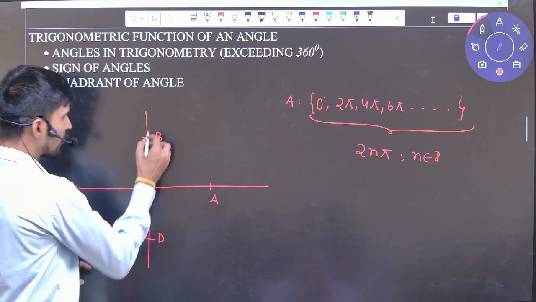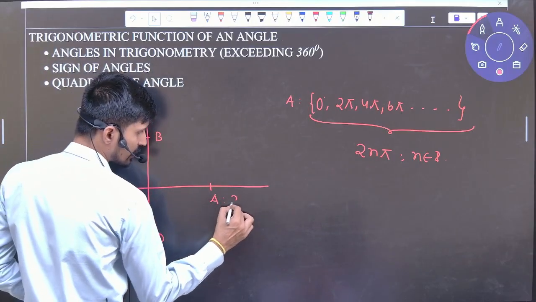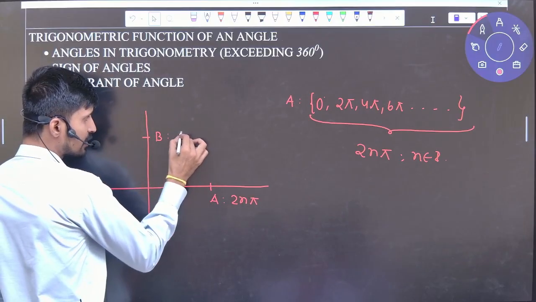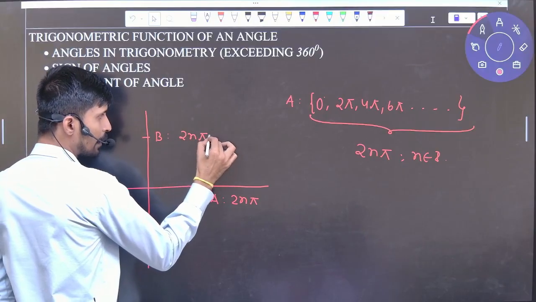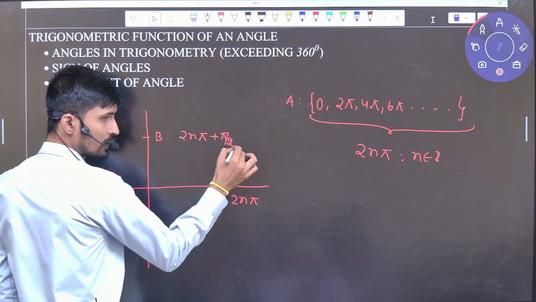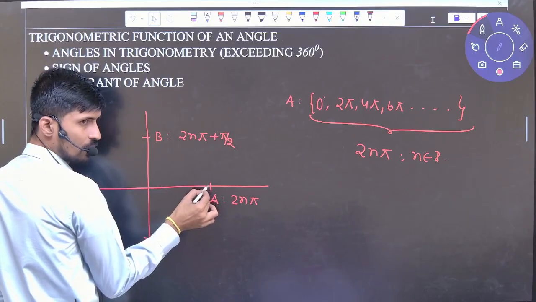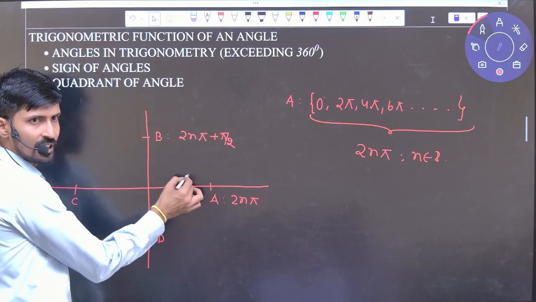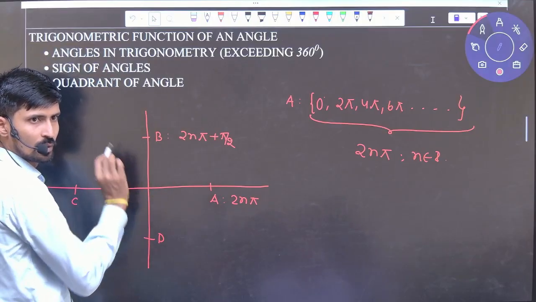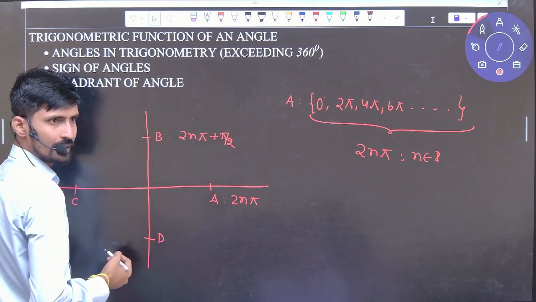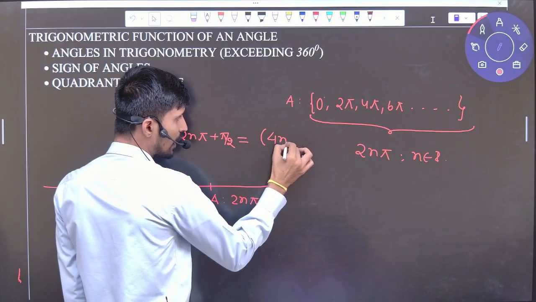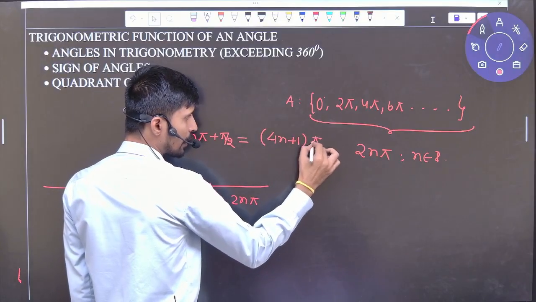Now next. How will we find what B is known as? So B we will write as 2n pi plus pi by 2. It means at this point, if you add 90 degree, it will go to point B. So that will come 2n pi plus pi by 2. And B point we say (4n plus 1) pi by 2.